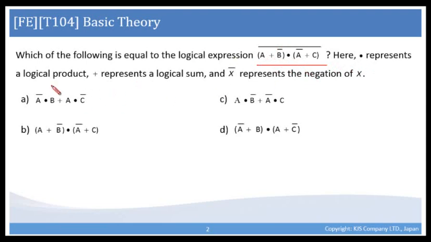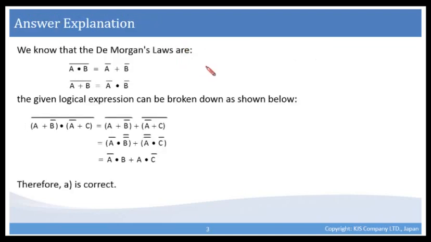The dot represents the logical product, the plus sign represents the logical sum, and the bar above any expression represents the negation of that expression. So here this just represents the negation of B, whereas this line on the top represents the negation of the whole section.